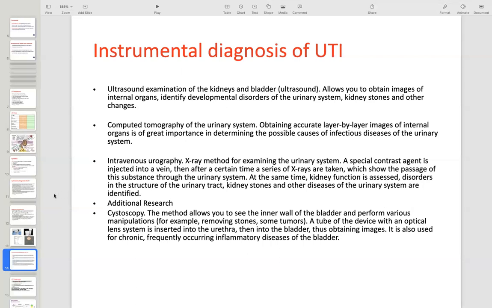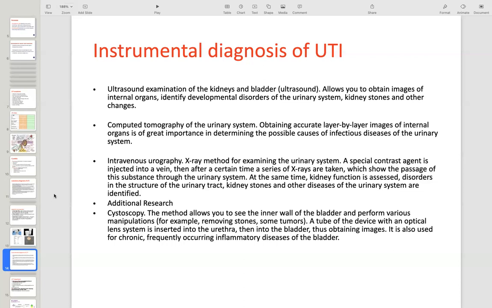Instrumental diagnosis of UTI. Ultrasound examination of the kidneys and bladder allows you to obtain images of internal organs, identify developmental disorders of the urinary system, kidney stones, and other changes. Computer tomography of the urinary system, obtaining accurate layer-by-layer images of internal organs, is of great importance in determining the possible causes of infectious diseases of the urinary system.